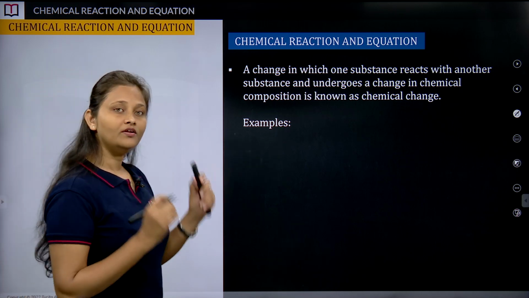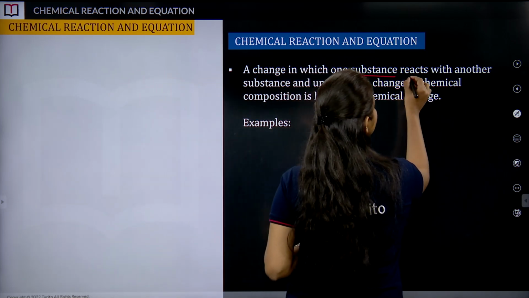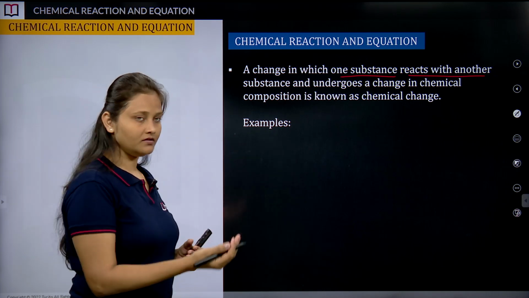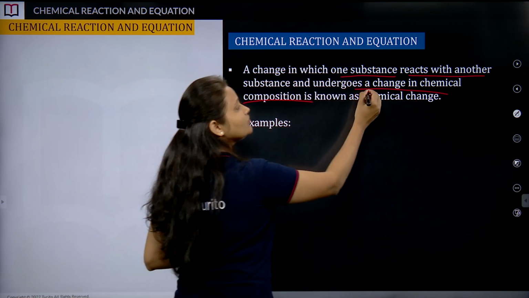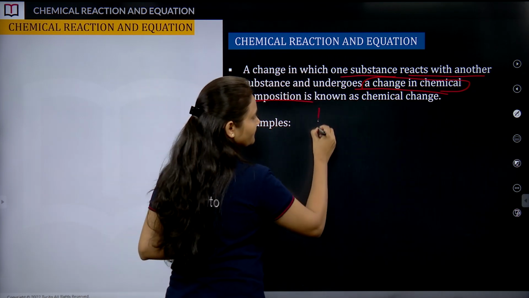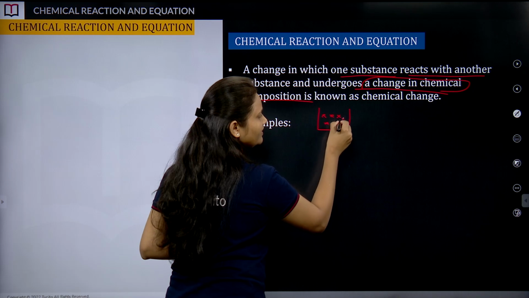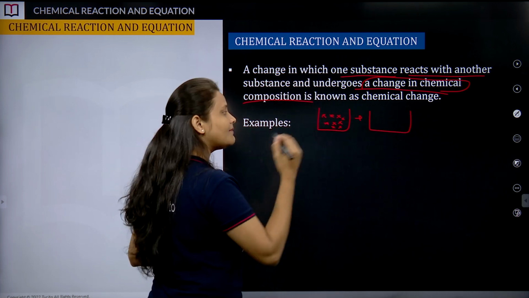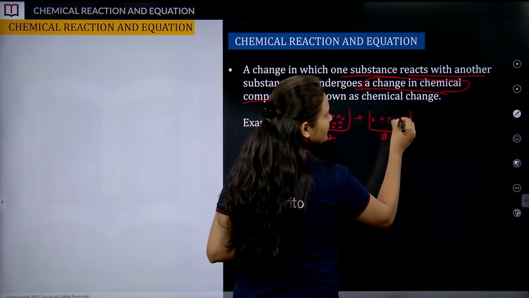So it's time to define the chemical change quickly. A change in which one substance reacts with another substance. It is a type of change when a substance reacts with another substance and undergoes a change in chemical composition. Let's suppose I have a substance A, which has a chemical composition like this. I am just giving it in the form of symbols to make it easy for you all. And I have substance B here, which has a chemical composition like this.